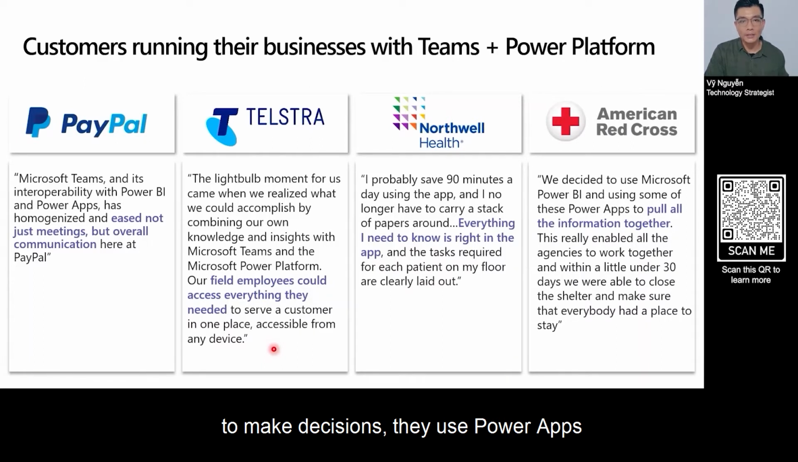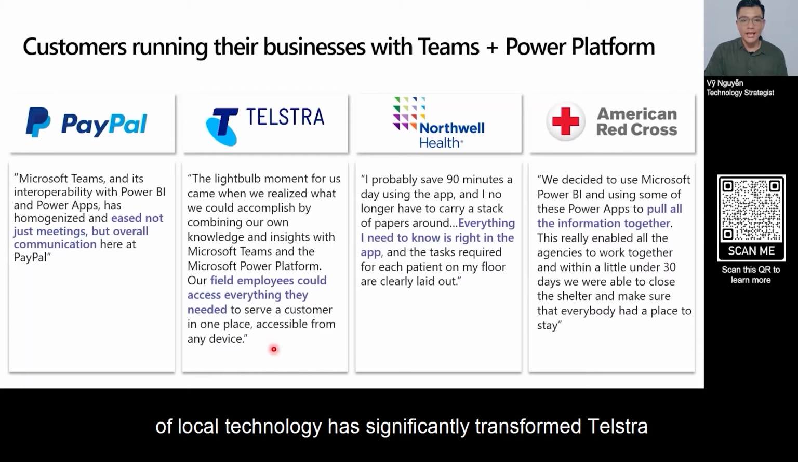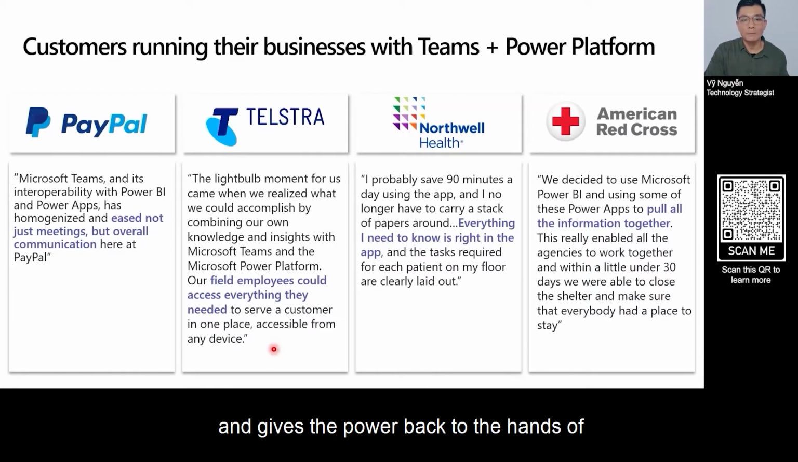Now they use Power BI dashboards to make decisions. They use Power Apps to coordinate their workers' effort. And many of the jobs that require manual processing are now automated behind the scenes. It can be said that the good adoption of low-code technology has significantly transformed Telstra and gives the power back to the hands of the first-line worker who directly serve their customers.